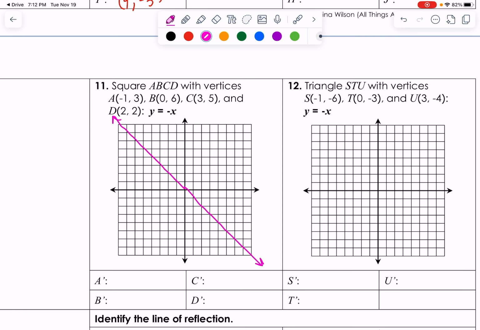So -1, 1, 2, 3. There's A. B is 0, 6. C is 3, 5. And D is 2, 2. Okay, so I want that reflected across the same line. So let's see if we hold our theory, and we're just going to switch the points. So 2, 2.